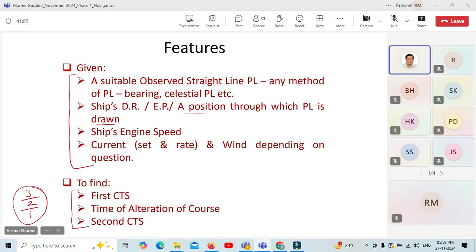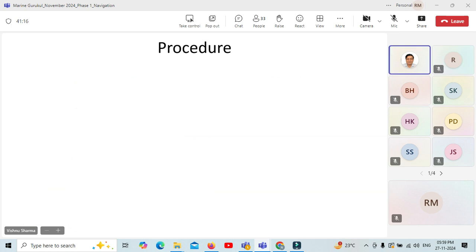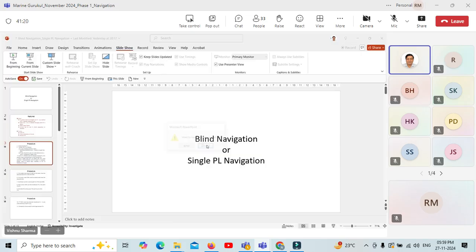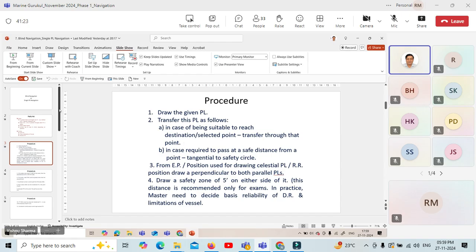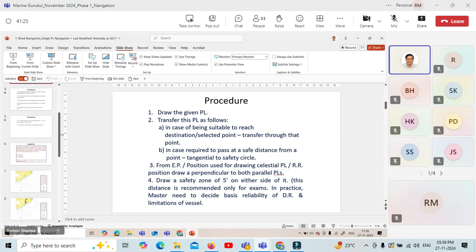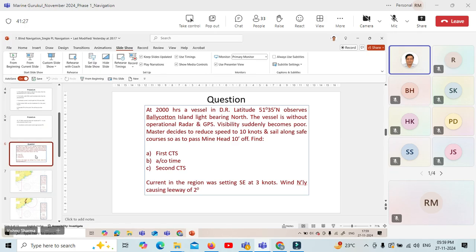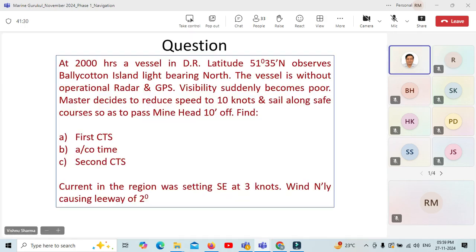Since it's single PL, there is nothing else given to you. The question will be very clear that it is pushing you to use single PL navigation. Such questions usually do not have any doubt. Now, I'll not take you through the procedure. I'll explain through an example, because when you read the procedure, it'll unnecessarily confuse you.